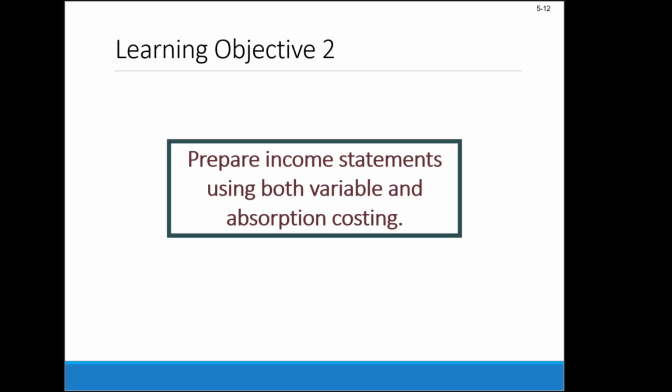Learning objective 2 was to prepare income statements using both costing methods. Because the costing methods lead to differences in inventory valuation, they can certainly lead to differences in net income as well, given that those inventory values flow through cost of goods sold at some point.